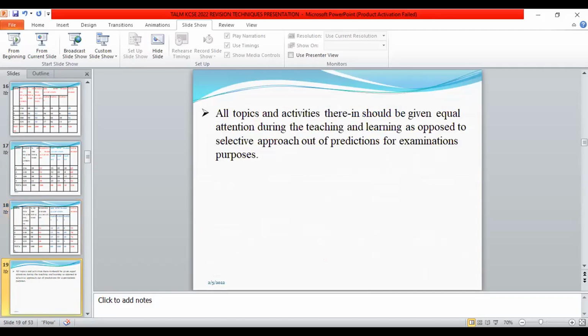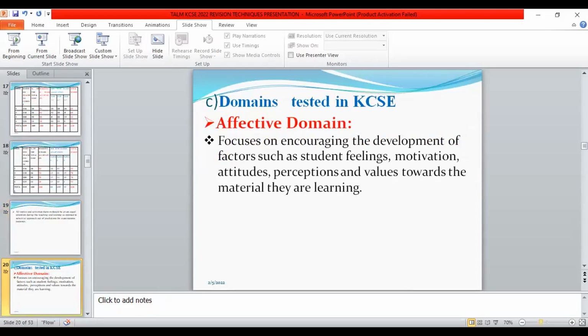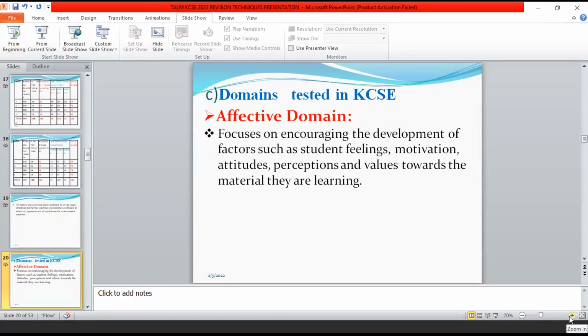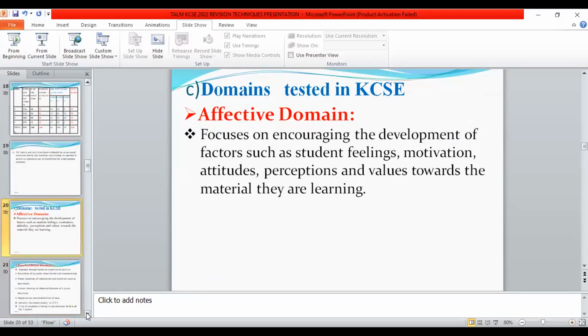And this is on the next slide. We have some changes that have been made, on the domains, which are now being tested in the KCSE exam. We know that throughout the syllabus, there are 3 main domains that are normally emphasized as our students complete or cover the syllabus. The first one is what is referred to as the affective domain. And this is normally not tested in any paper. It has not been tested, and it has so far not been tested.